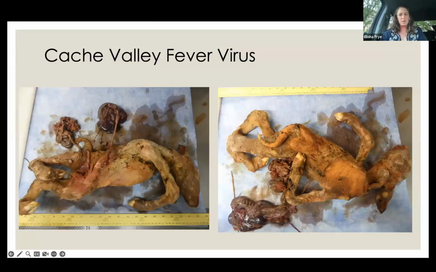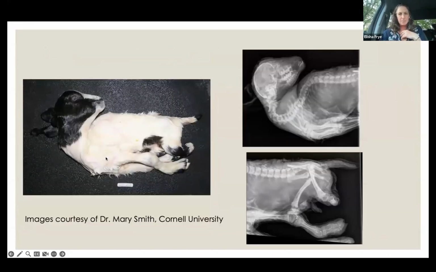So this is a Cache Valley fever fetus. You can see the limbs are all kind of contracted in and deformed. This limb looks really abnormal, the right front limb of this lamb, and then these hind limbs are also really deformed. These are some photos from Dr. Mary Smith of a goat kid, and then they took x-rays of the deformed fetus, which is really cool.